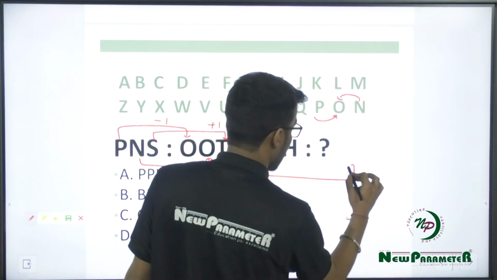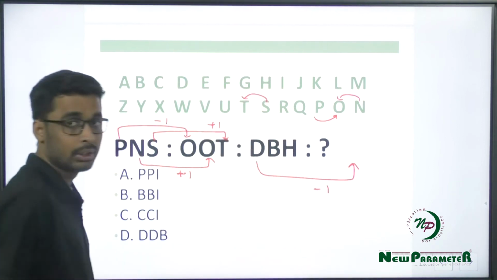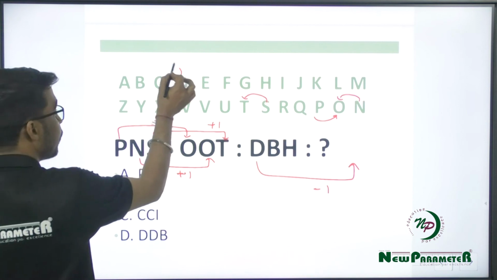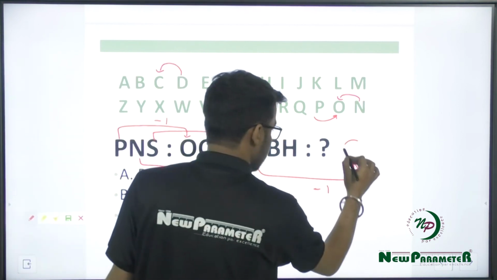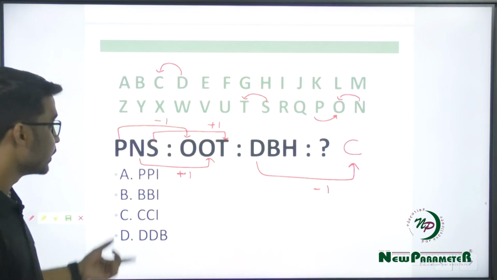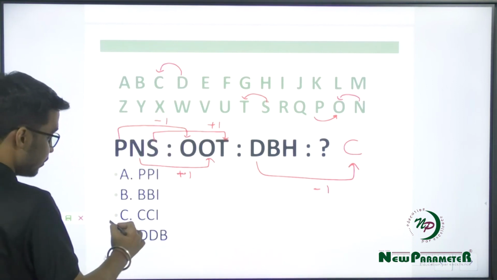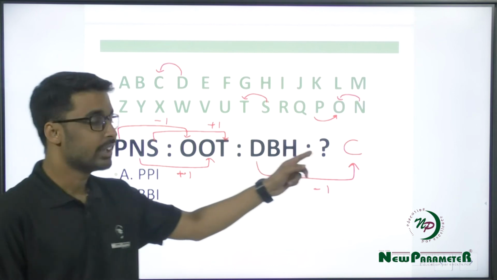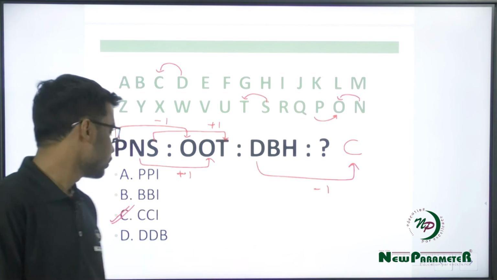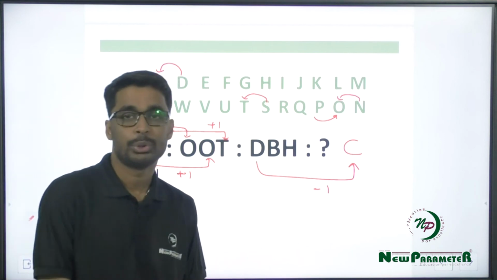For D, I have to apply minus 1. So 1 letter backward from D would be C. So the first letter would be C, and there is only one option starting with C. So my answer would be option C. I don't have to find the next 2 letters. Make sure this approach is also clear to you.